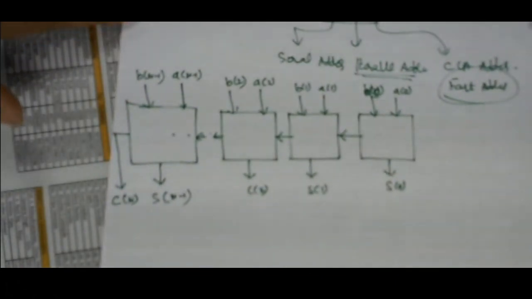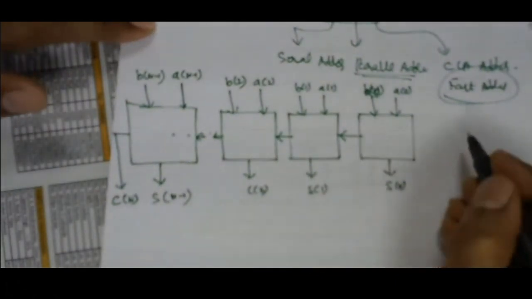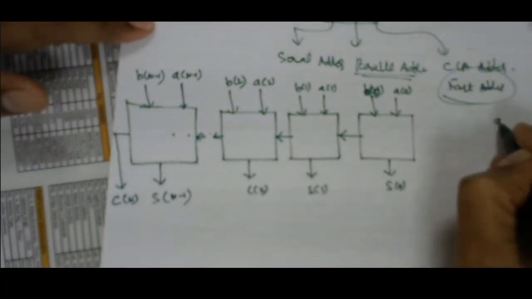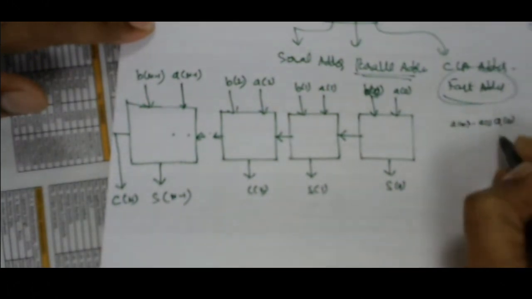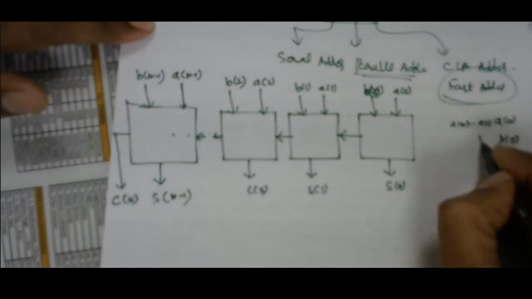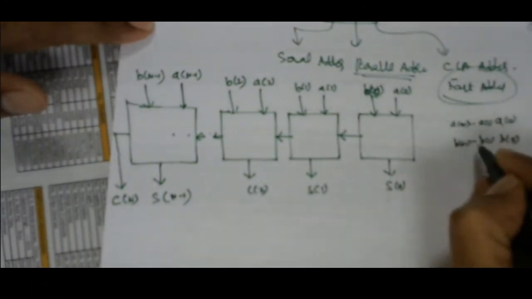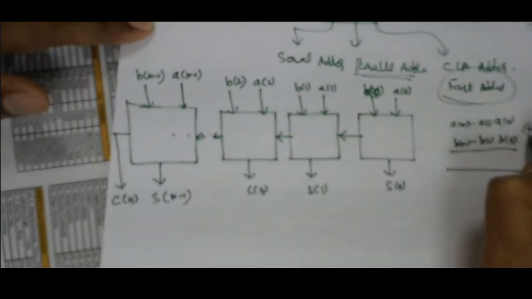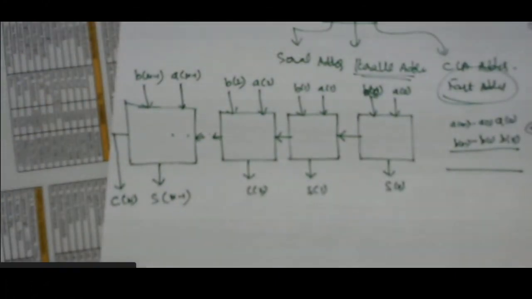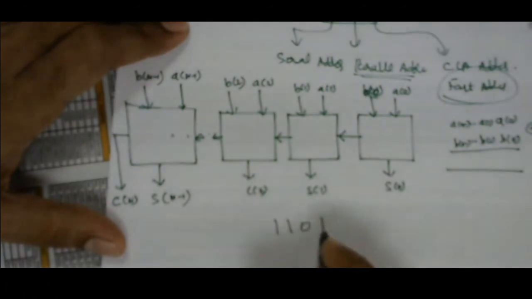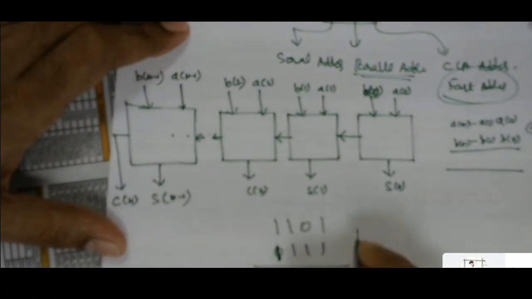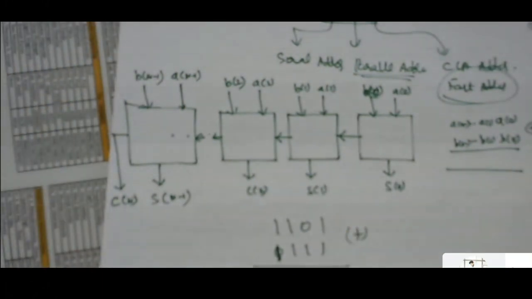Fine. So look here. Now our intention is to add A of 0, A of 1 and so on, A of n minus 1 with B of 0, B of 1 and so on, B of n minus 1. This is called parallel adder, right? Because we are going to add the bits in parallel. I take one example. Suppose 1 1 0 1, I need to add with 0 1 1 1 1 like this, right? So normally we go for parallel adder.